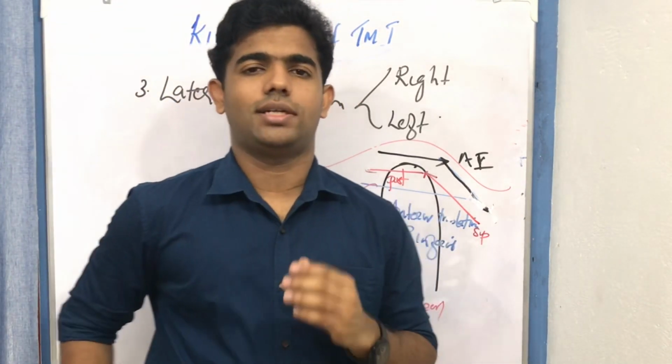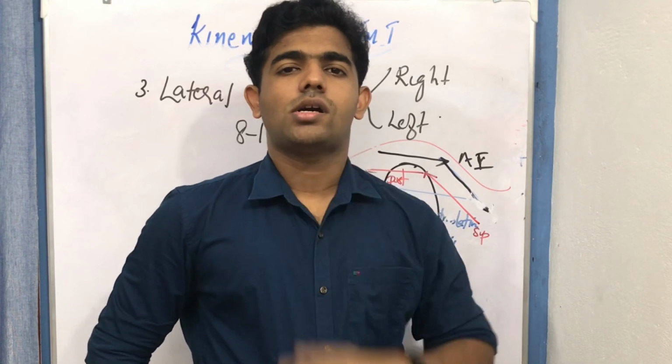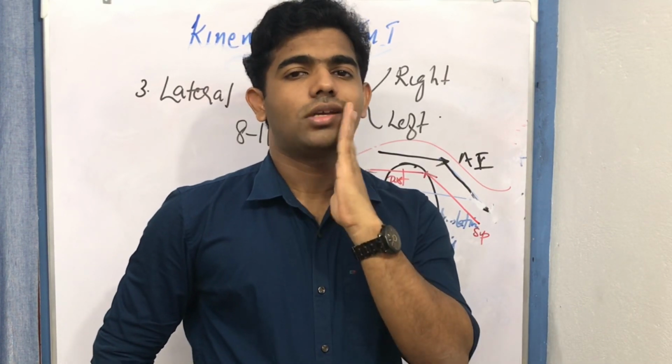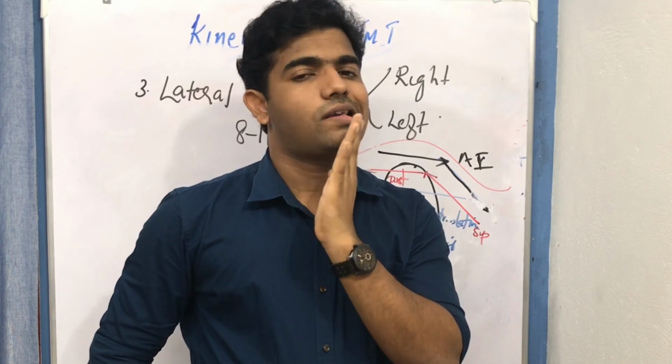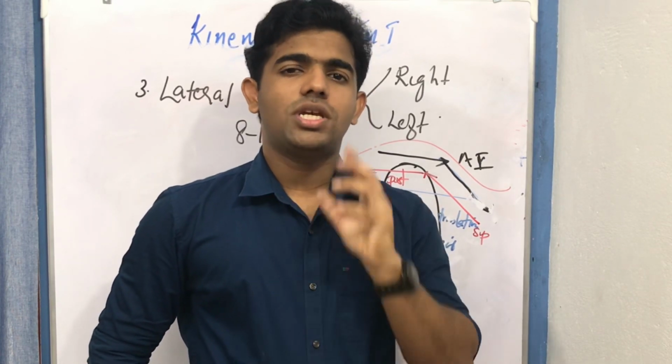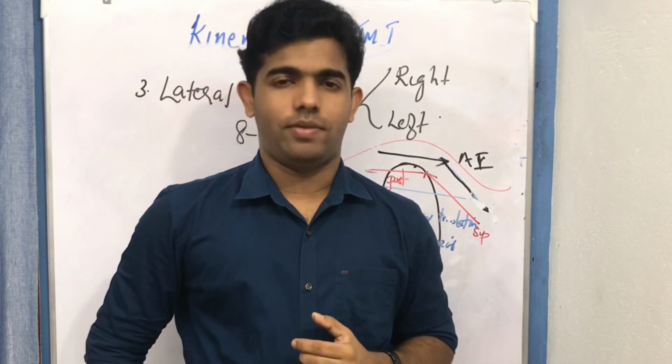What do you mean by excursion? This transverse plane movement to both sides is excursion. This is right excursion. This is left excursion. Usually it is about 8 to 11 millimeters. It can be between 8 to 11 millimeters.